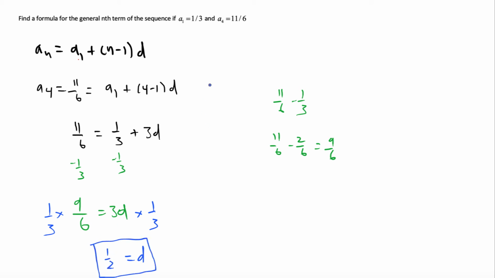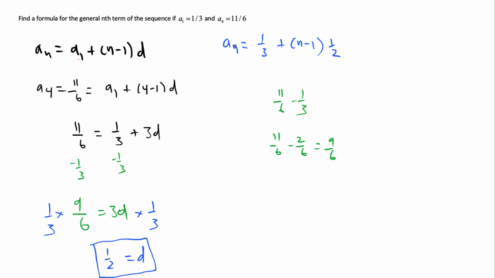What does that mean? It means that to go from one term to the next, we just have to add 1/2. This is going to be an arithmetic sequence. Now, think about that. We actually know the d value here, so now we can get our answer. What is the final answer here? an is going to equal 1/3 plus n minus 1 times 1/2.